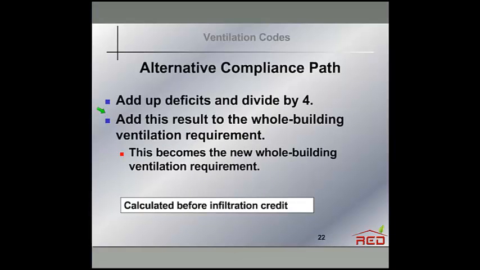And then you add all the deficits together and you divide them by 4, and you add that resulting amount to the whole building ventilation rate requirement. I will show that to you in an example.